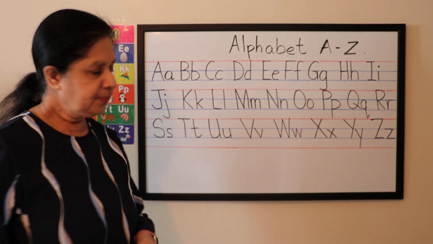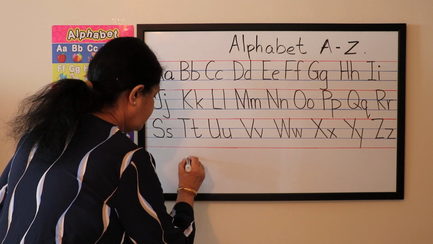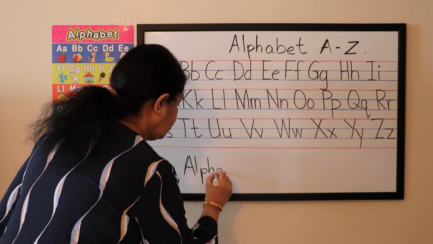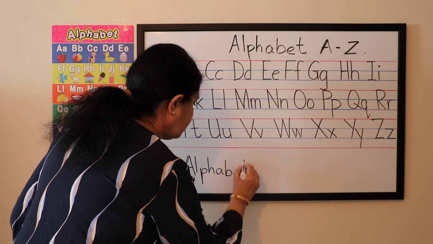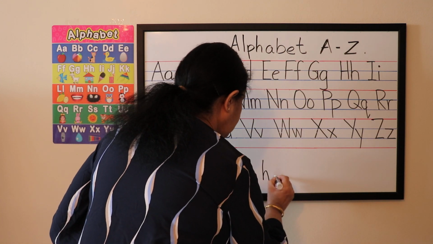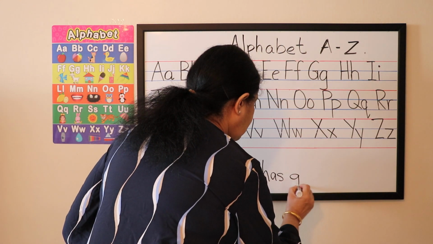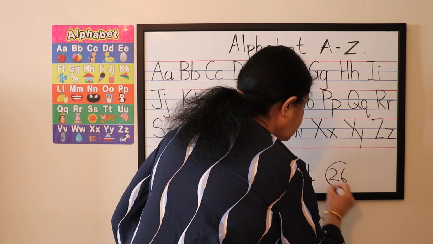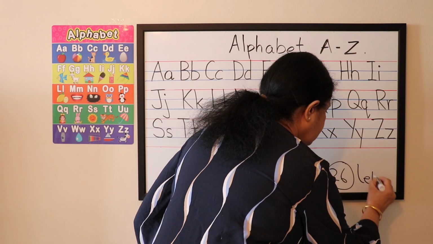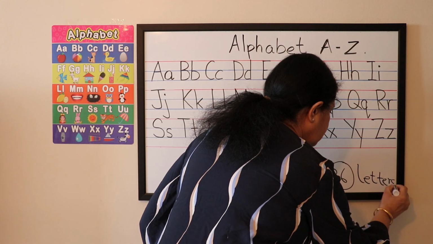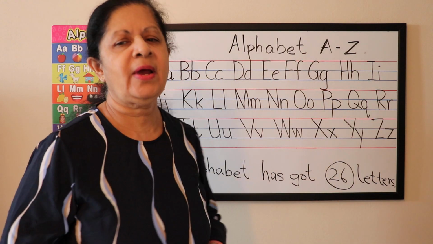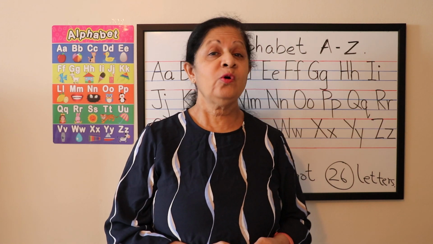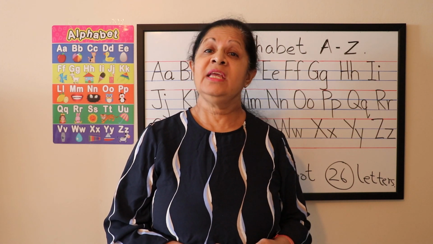Now I'm going to write here alphabet has got 26 letters. Right. I hope you have enjoyed my lesson, and I hope that you have learned something, the English alphabet.